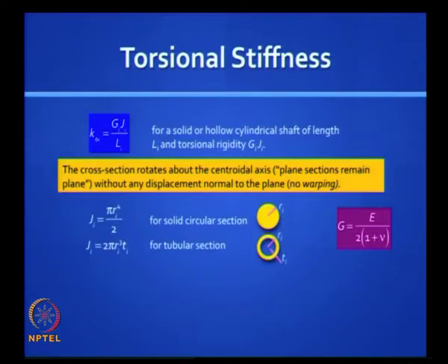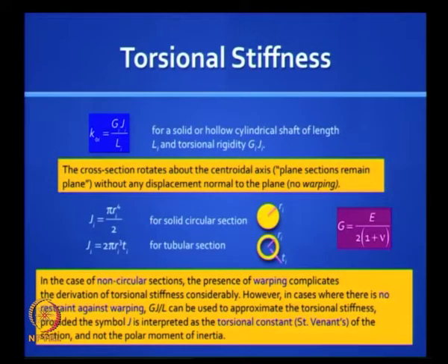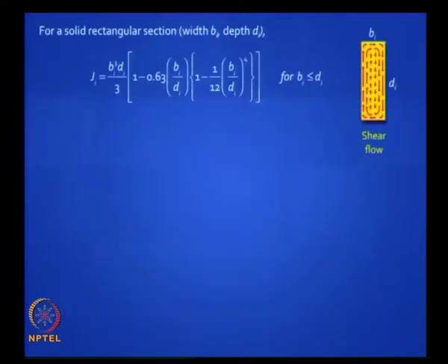If you are dealing with a non-circular section, then the presence of warping complicates the derivation of torsional stiffness. However, in cases where there is no restraint against warping, we can still use GJ by L, but J is not the polar moment of inertia. J is called an equivalent torsion constant, sometimes denoted with the symbol C, but let us stick to J. It is also called Saint-Venant's constant because it is Saint-Venant's torsion. If there is warping, you have to slightly modify these terms. So let us take the simple cases of no warping.